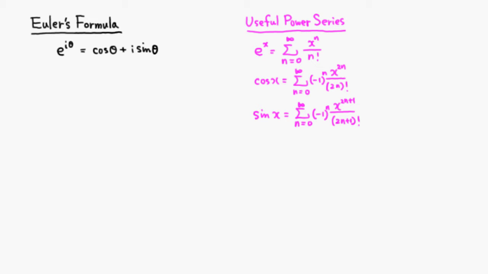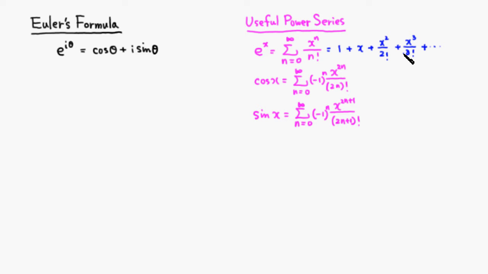So I already wrote down the useful power series. For e to the x, it is the summation from 0 to infinity of x to the n over n factorial. If you write this out, it's going to look like this: 1 plus x plus x squared over 2 factorial plus x cubed over 3 factorial, and you can see the pattern, so I'll just say dot dot dot.